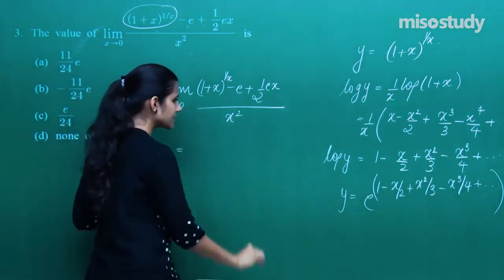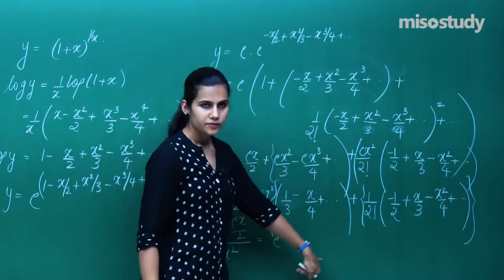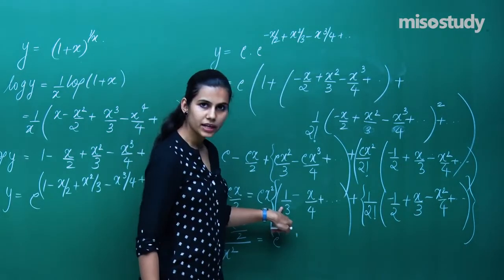When you apply limit x tends to 0 on the right hand side, it is e into all of this. Limit x tends to 0 makes all of this 0. You are just left with 1 by 3.